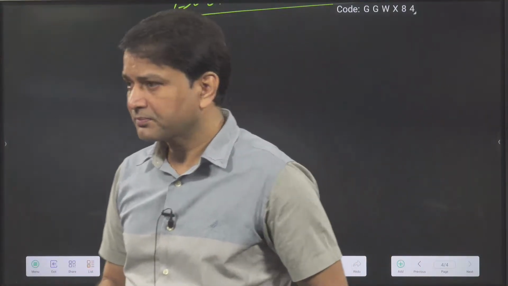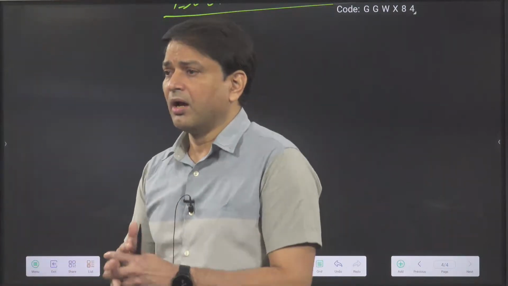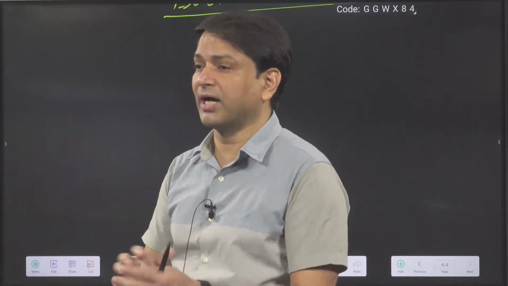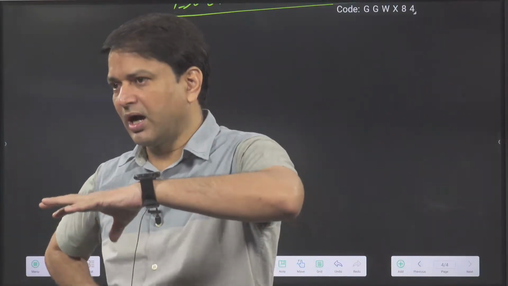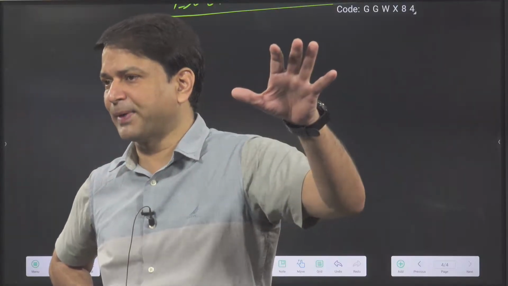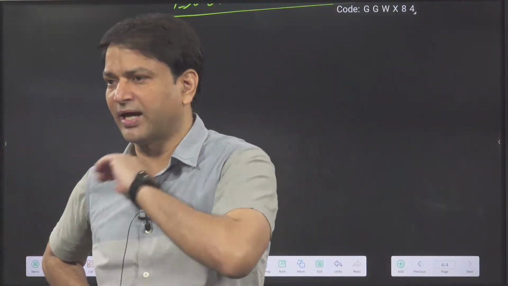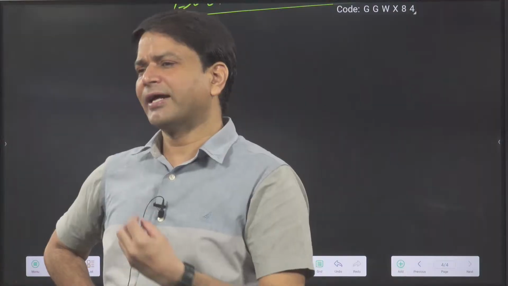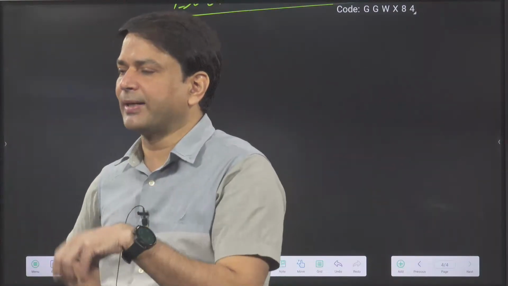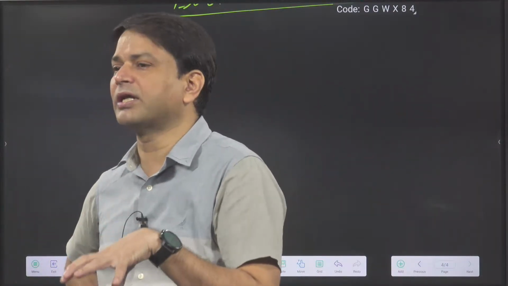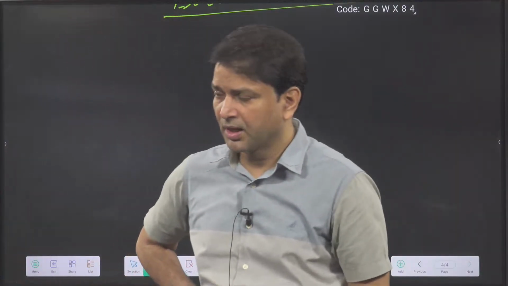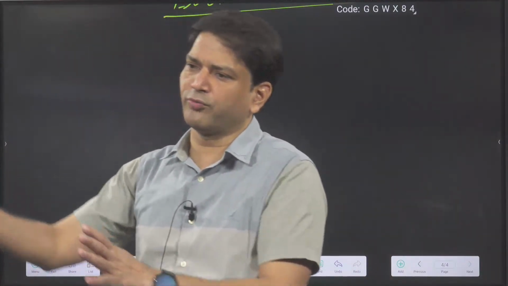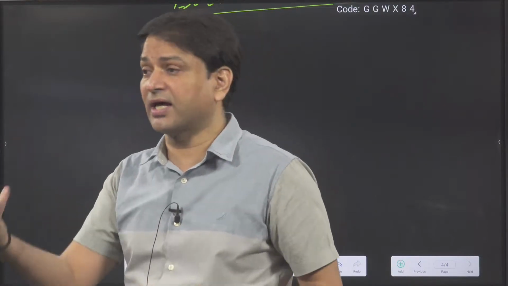Everybody got? Okay, now listen. To find the error, we have to know the true value of the quantity. Like suppose I am doing the simple pendulum experiment to determine the value of g at any place, and I know that at this place the g value is 9.8. I am determining the g value by using the simple pendulum. So when you release the pendulum, you find the time, and suppose you get 9.6.